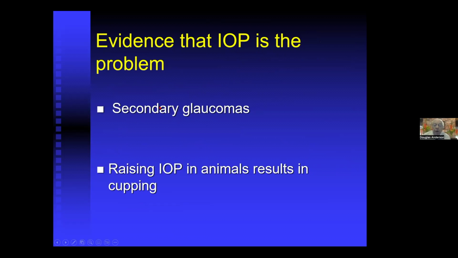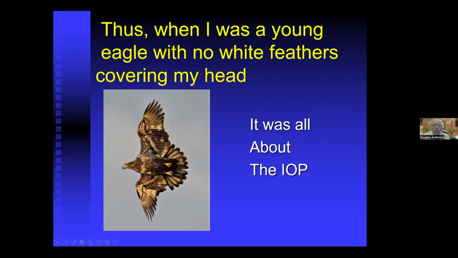Now, the pressure is the source of the problem, it seemed, because if you had secondary glaucomas that caused an elevated pressure that hadn't been present before, that caused cupping and vision loss. And you could raise intraocular pressure in animals, and that resulted in cupping. And so it seemed that the pressure was the central issue. So when I was young, it was all about the intraocular pressure.